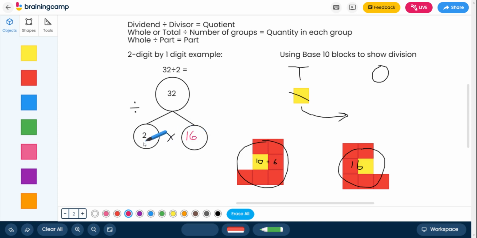16 multiplied by 2 will give me 32. If we think back to 15 times 2, that's 30. 16 is one more, so of course we have 2 added to that. And we can check this in so many different ways. All right? So please do not be confused.